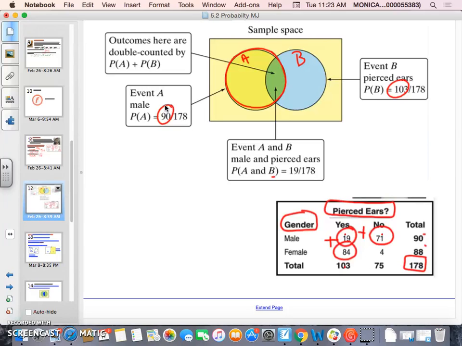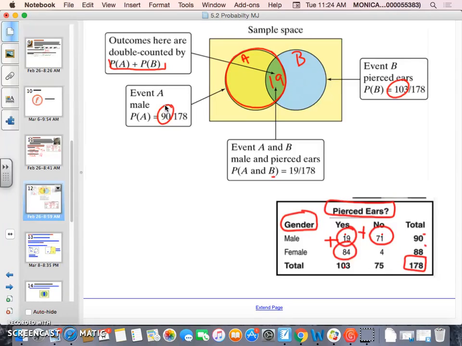Now, the overlapping area is outcomes that are both, P of A plus P of B together, or we could call that P of A and B. So if you took whatever you had from A and whatever you had from B and added them together, that overlap is going to be counted twice. And so what we can notice is that number is 19.